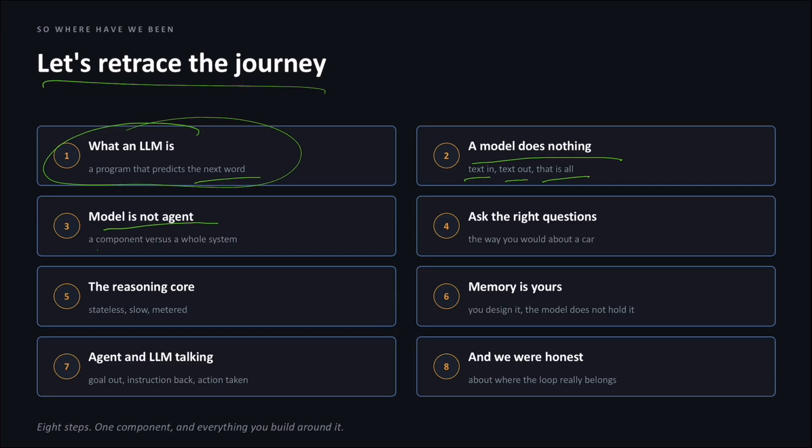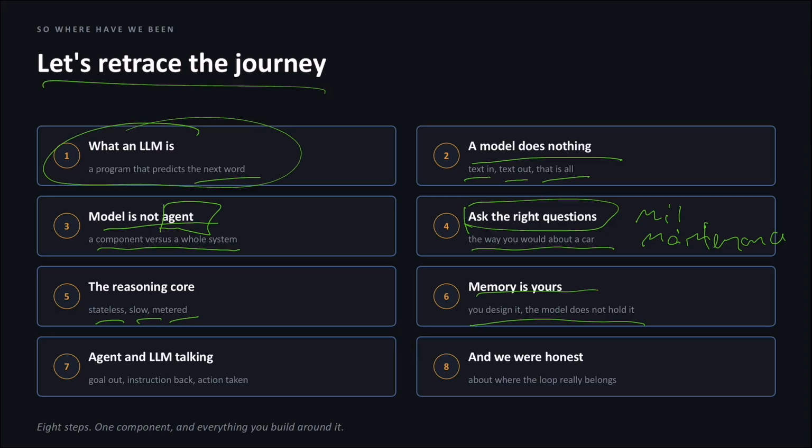A component versus a whole system. As I told, an agent is a whole system. Model is just a reasoning core. Ask the right question, right? The car analogy which I gave you, right? Instead of the color and the discount, the important part is the mileage and the maintenance, right? The reasoning core is stateless, slow, and metered, which you need to keep in mind while you're designing it. The memory is yours, you design it. The model does not hold it.